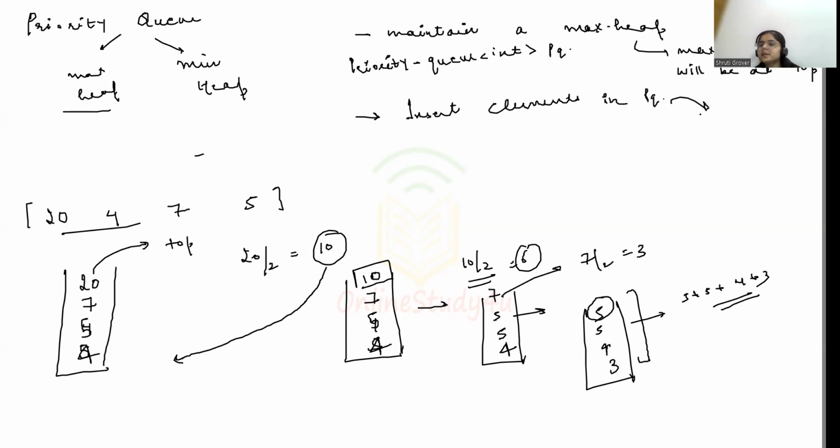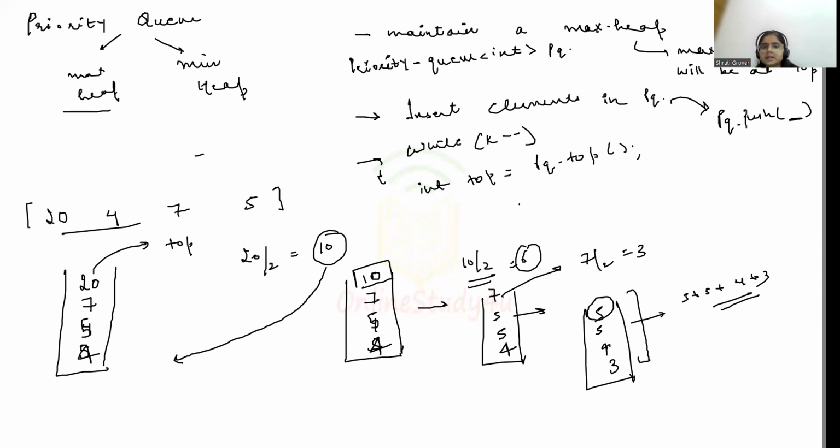Okay, so inserting an element will be pq.push and the element. And after that, I'll perform the operation k times. Correct? What I'll do, I'll take out the element, suppose int top will be pq.top. Correct? Then I'll do top is equal to top by 2 and here I'll pop also, pq.pop.